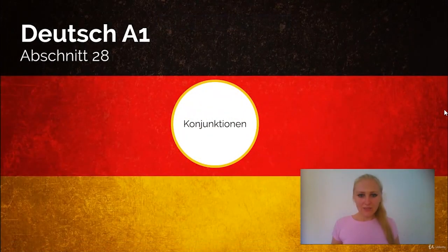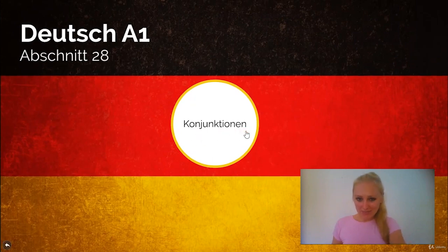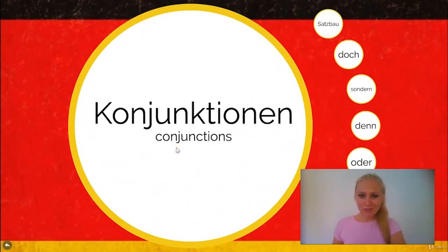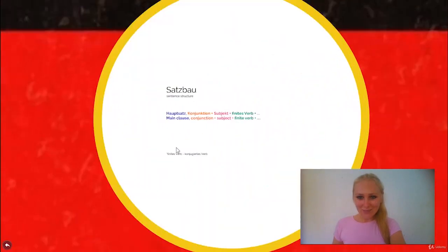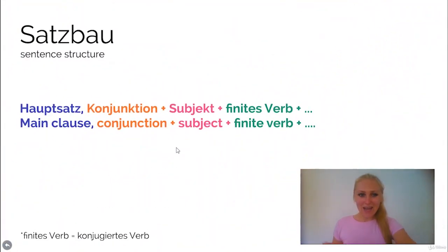This chapter is about the conjunctions. So this chapter is about the German Konjunktionen, as they are called in German, or in English, conjunctions. So let's have a look at what that actually is. We use conjunctions in order to connect a main clause with a subclause. Okay, and in this slide you see the sentence structure whenever we use conjunctions.